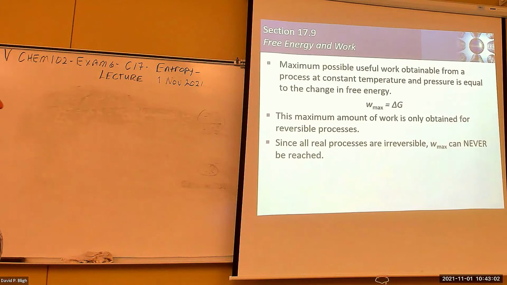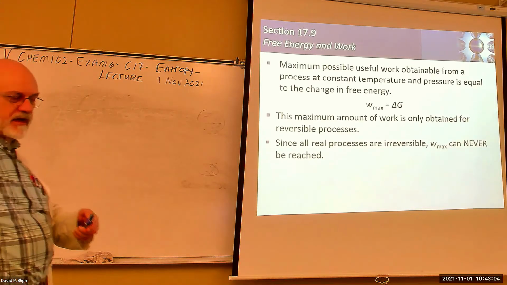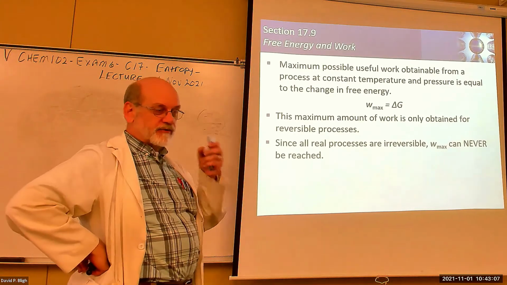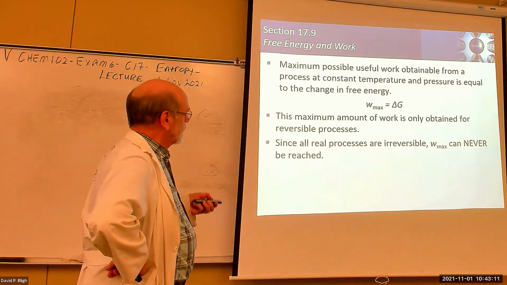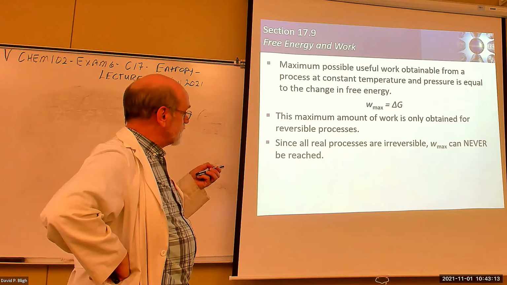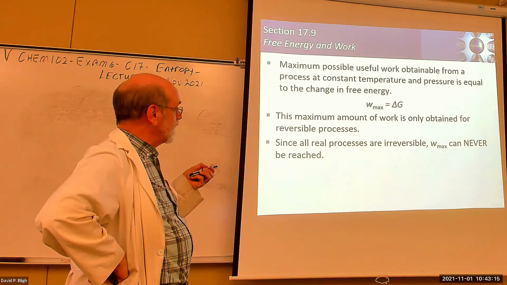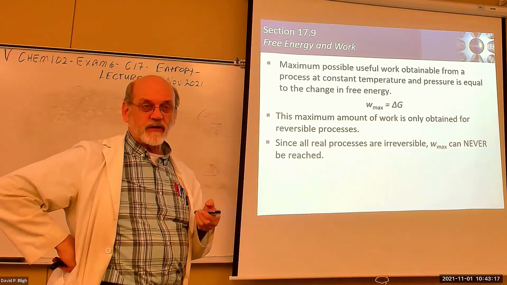Okay, so let's get back to Gibbs. Gibbs wanted to know how much free energy was available from a reaction to do work. So that means the Gibbs free energy is equal to the maximum available work that can be extracted from a process.